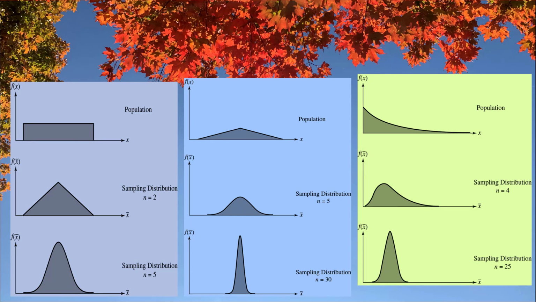In the extreme case, if we have a very skewed population distribution, not even symmetrical at all, even for sample size 4 we get a skewed sampling distribution, but a roughly normal shape shows up. If the sample size increases to 25, we can see a quite pretty normal shape there.